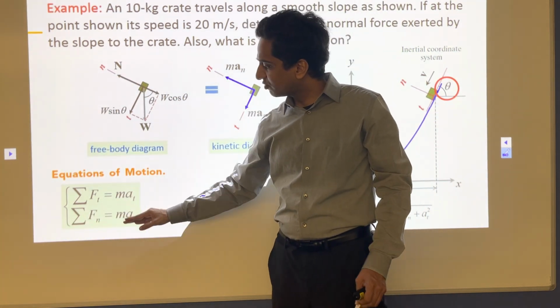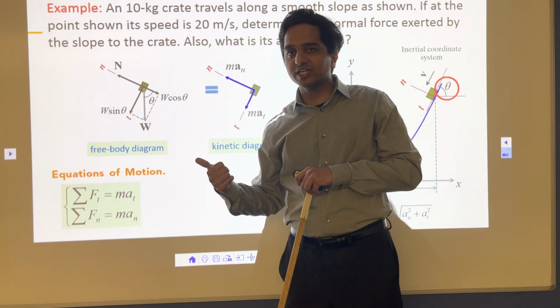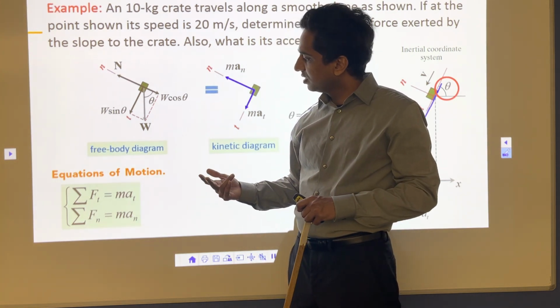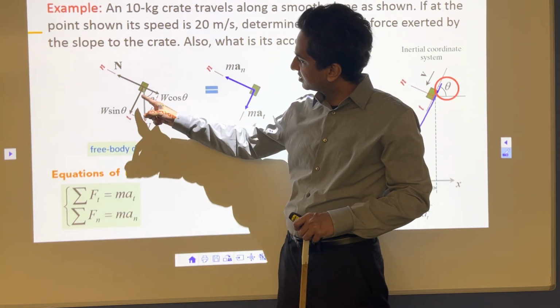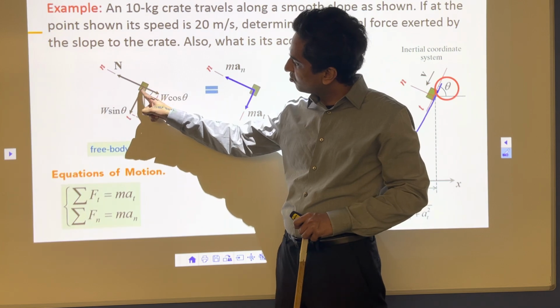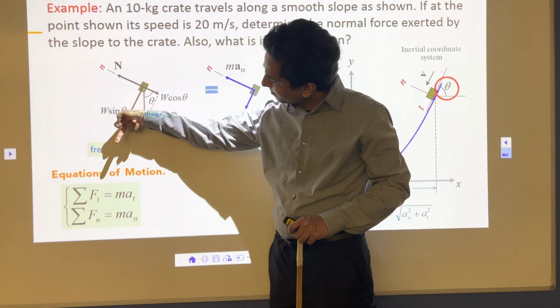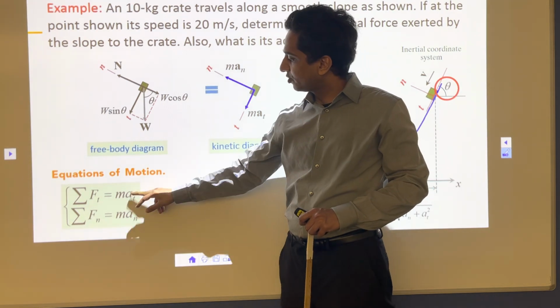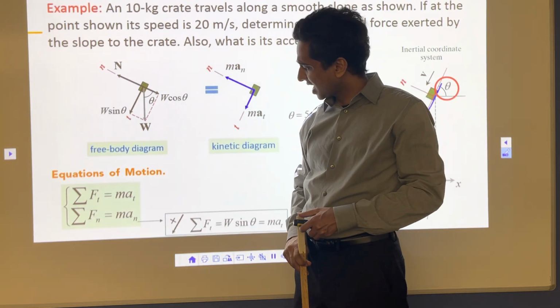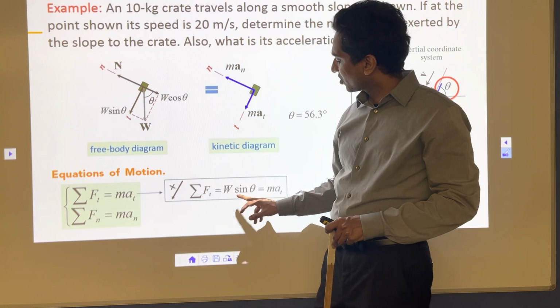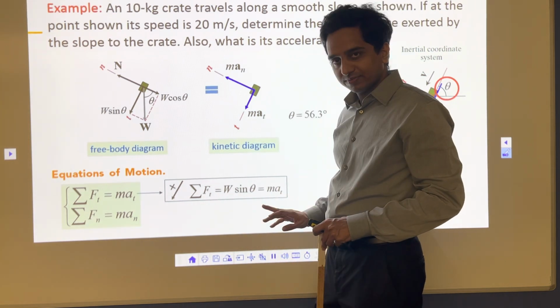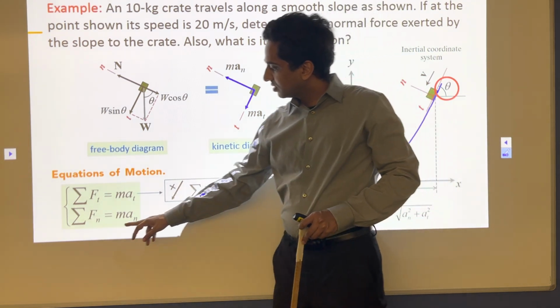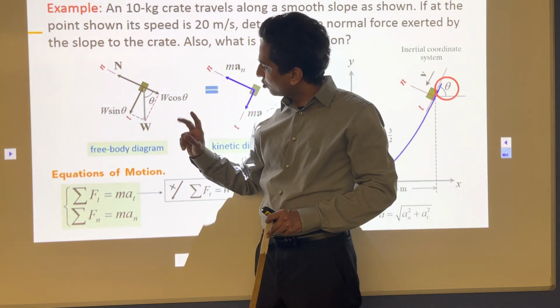I am going to apply the equation of motion, all the forces in tangential direction, normal direction. What are the forces in tangential direction? In tangential direction, there is only one force. This is my t, w sine theta. That's only one force. So I'm going to apply that here. I'll get w sine theta is equal to m at. That's it.